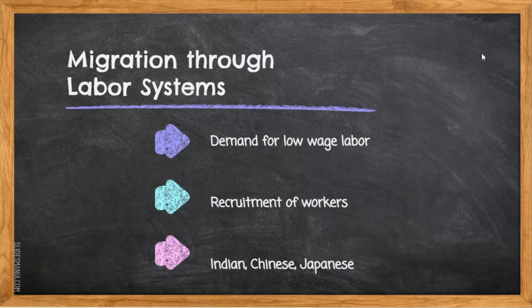Where are these workers coming from? Labor is coming from India, and they will migrate to the British colonies, such as the Caribbean, Africa, and Fiji. Chinese laborers are also coming from China and going to California and Malaya. They will help build railroads and work on farms. There are also Japanese laborers who are coming, and they will move to Hawaii, Peru, and Cuba to work on plantations.